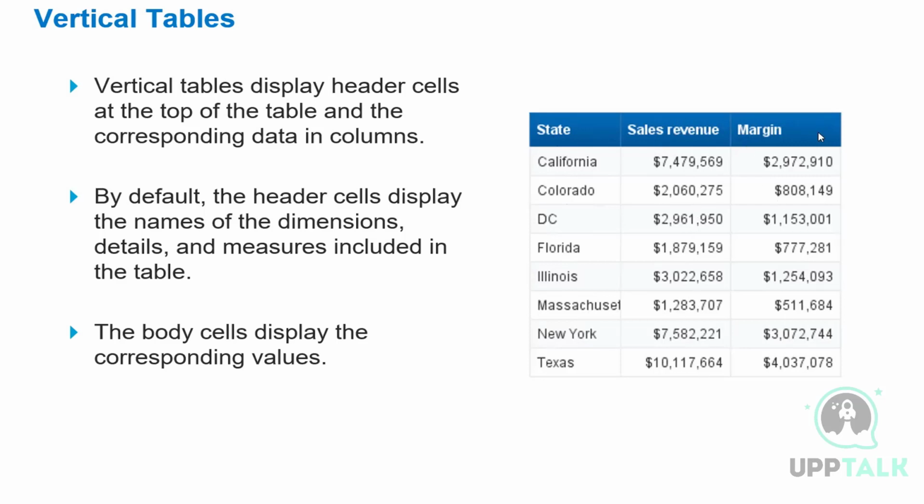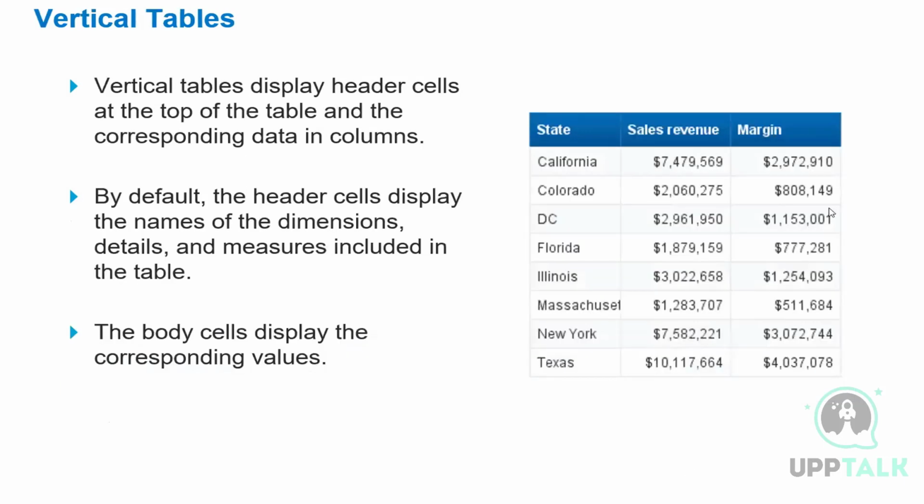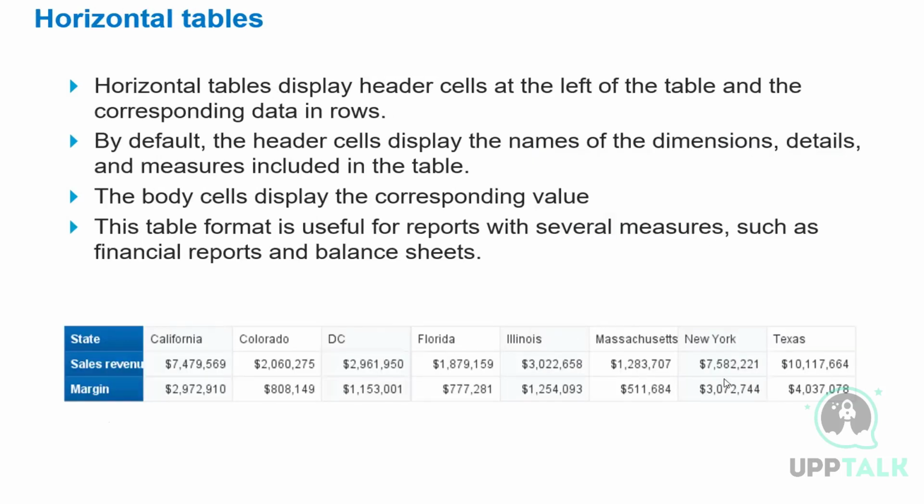This is a margin. So by default, header cells display the names of the dimensions, details, and measures included in the table. The body cell displays the corresponding values. This is the body and this is the header. Vertical table means the headers are represented at the top of the table, whereas in the horizontal table, the header cells are at the left of the table and the corresponding data in rows. Whereas we have the data in columns here, there the data is in the rows. So that is called a horizontal table.